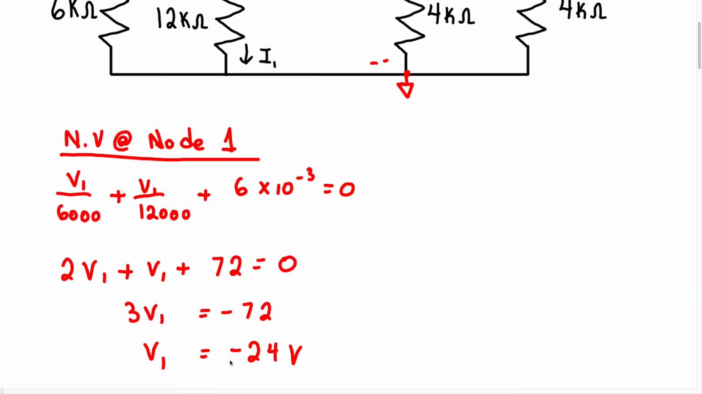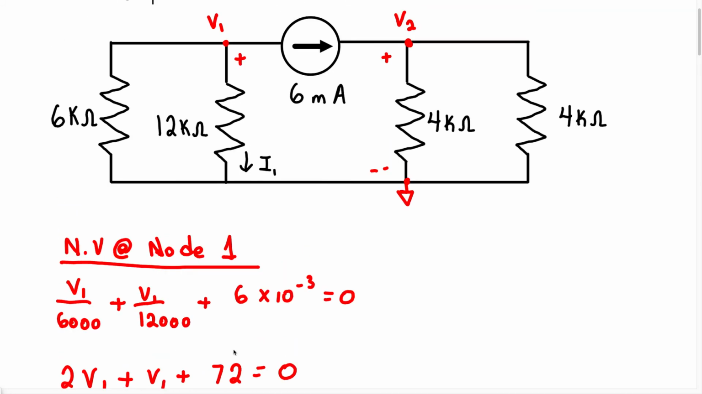Now, because we know V1 is negative 24 volts, we actually don't have to write the node voltage equation for node 2, right? Because they want us to find I1, which is the current through this 12K resistor. Because we know the voltage across this resistor, and we know the value of the resistor, we can just use Ohm's law. Therefore, we can say I1 equals V over R, which is going to be V1 over the 12K resistor.